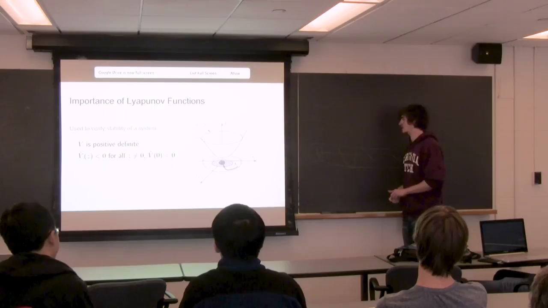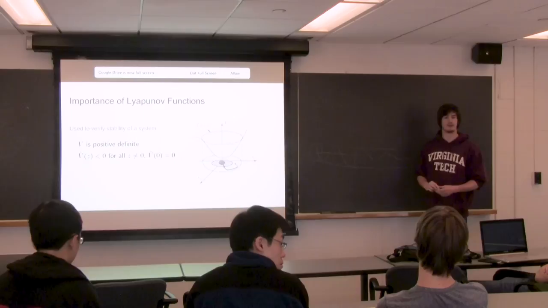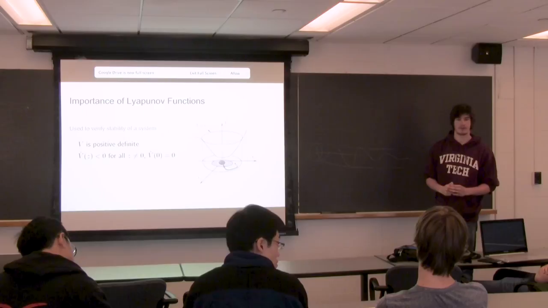All right, so knowing this, I just have a basic question. The Lyapunov function is around a stable set point, but the trajectory has non-zero velocity.